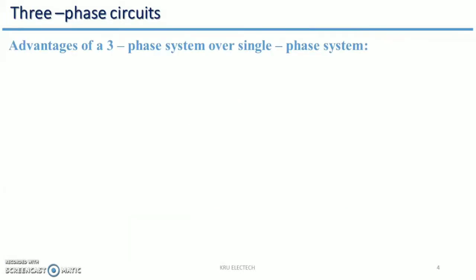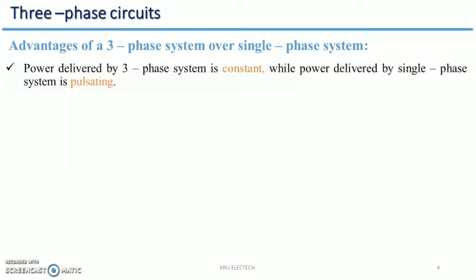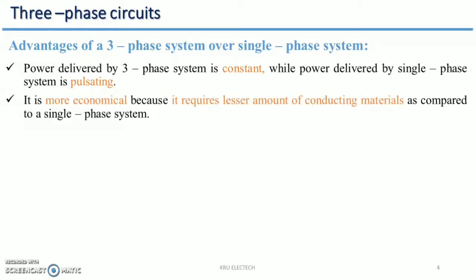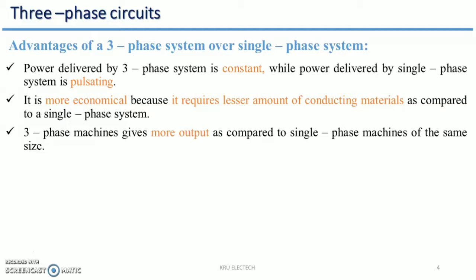So what is the advantage of a three-phase system, and why are we not using a single-phase system? That is the single-phase limitation and the advantage of the three-phase system. Let us see. The power delivered in the three-phase system is constant, while the power delivered in the single-phase system is pulsating. It is more economical, because it requires a lesser amount of conducting material as compared to the single-phase system. A three-phase machine gives more output as compared to a single-phase machine of the same size.